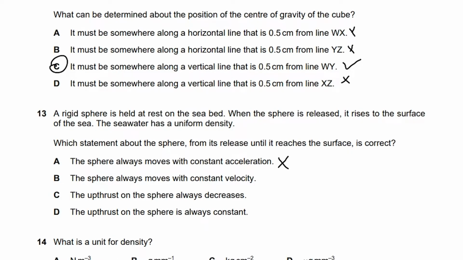B, the sphere always moves with constant velocity. No, constant velocity means that there is zero acceleration, and initially there is some force acting on it which causes acceleration, so there isn't constant velocity. Option B is incorrect. C, the upthrust on the sphere always decreases.